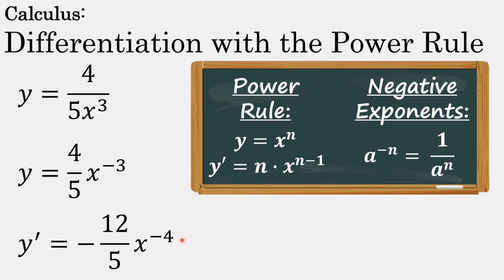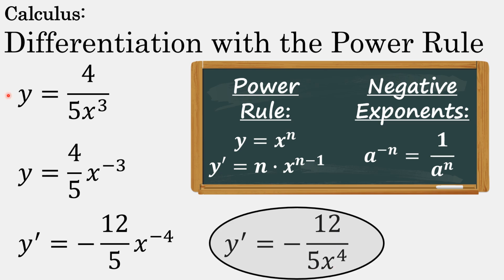Before we call it our final answer, let's rewrite it without a negative exponent. X to the negative 4th is the same thing as x to the positive 4 written in the denominator. So that will look like this. The derivative of y is negative 12 over 5x to the 4th. This is our final answer.